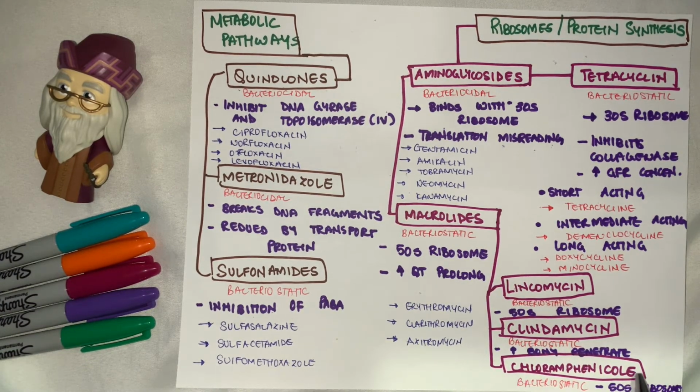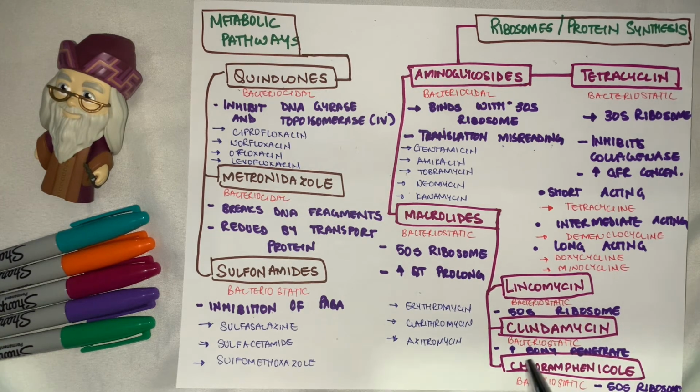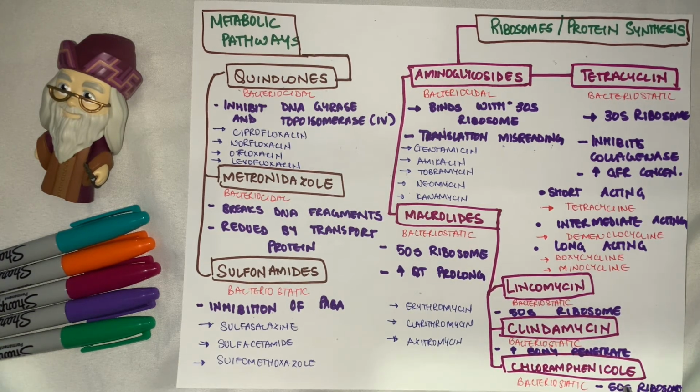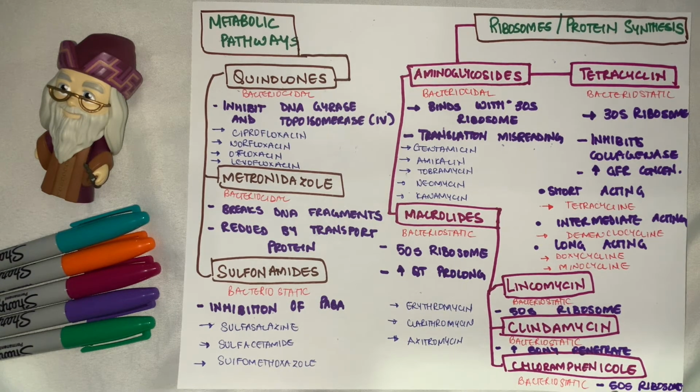And the last drug for our classification of antibiotics in dentistry today is chloramphenicol. Now, this is a very interesting drug because even though it's a bacteriostatic drug and binds to 50S ribosomes, it is a very nasty drug. Why do I say that? Because chloramphenicol is known to cause blood issues. It is known to cause bone marrow issues.